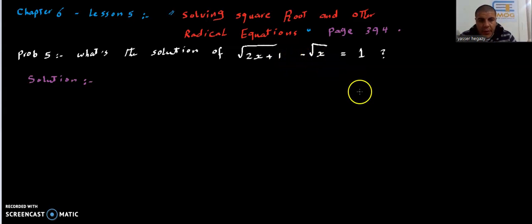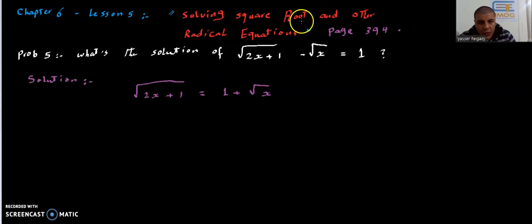So, the first step here, what should we do? Here we have the square root of x, so we must transpose it to the other side. So the square root of 2x plus 1 is equal to 1 plus the square root of x. So here we have a problem. What's the problem here? We have the square root. So what should we do?